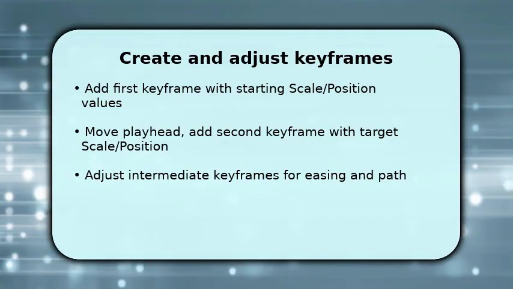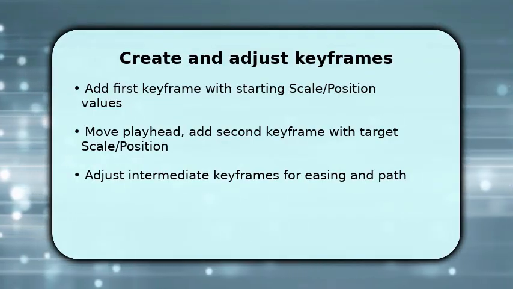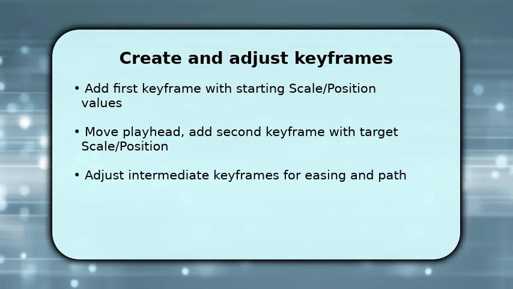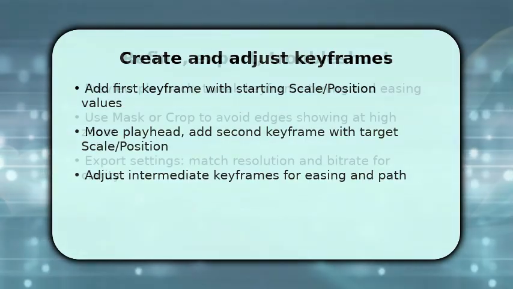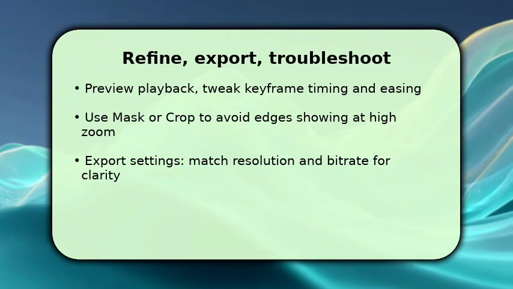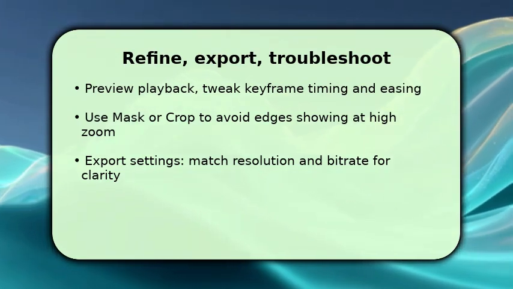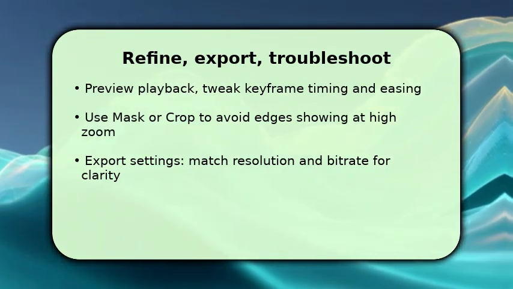Also use easing controls so the zoom accelerates or decelerates naturally. That's why viewers feel the motion is polished. Finish by previewing the clip and adjusting keyframe spacing and easing until the zoom feels intentional. Shorter spacing speeds it up, wider spacing slows it down.